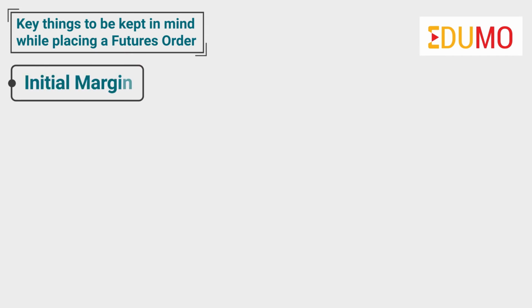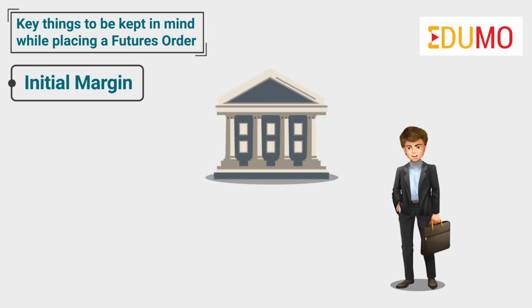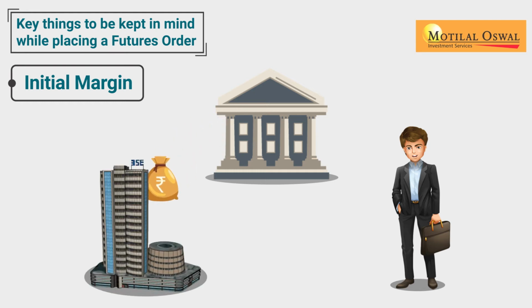Next is the initial margin. The initial margin is the amount one needs to deposit in the margin account at the time of entering a futures contract. Margins are levied by the exchange to ensure that counterparties fulfill their obligations.